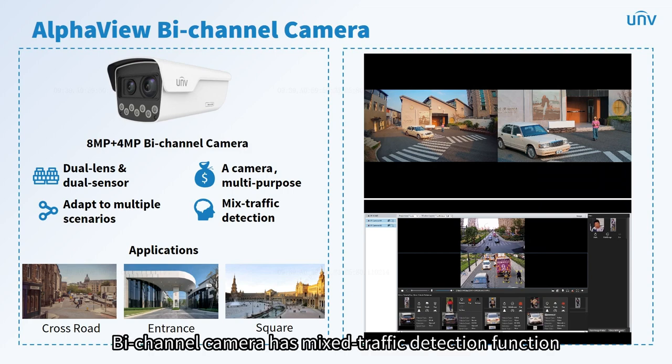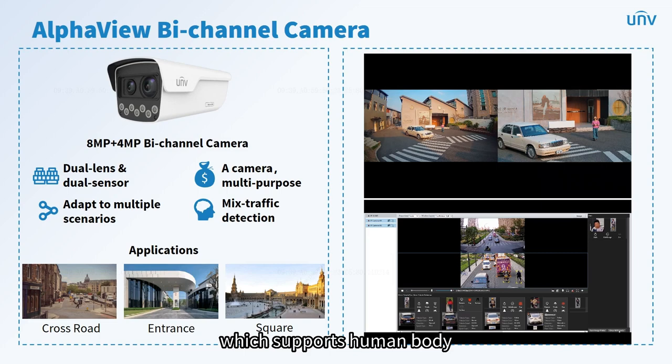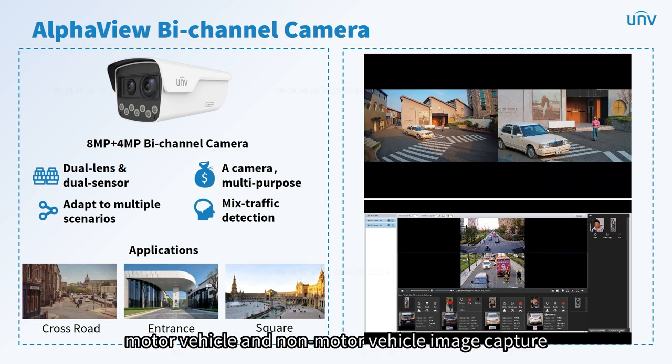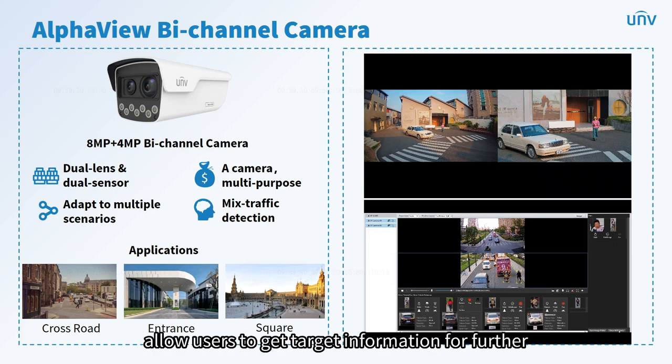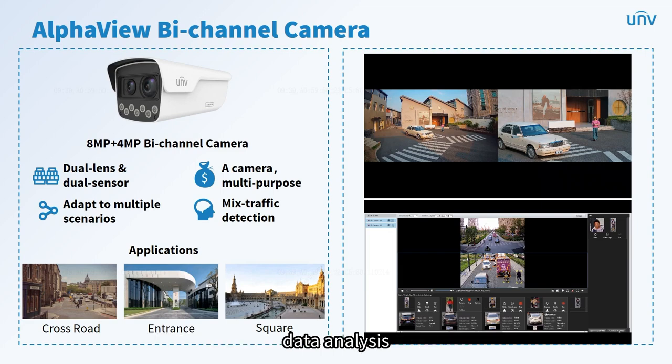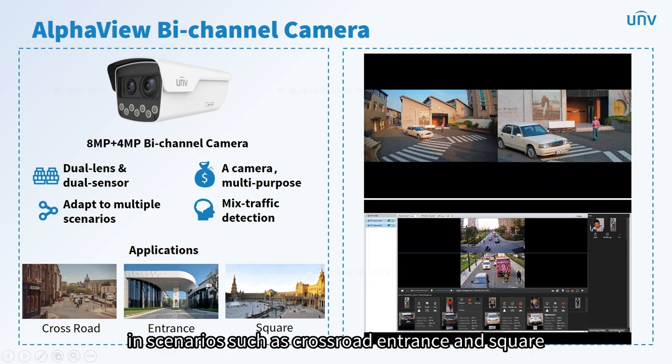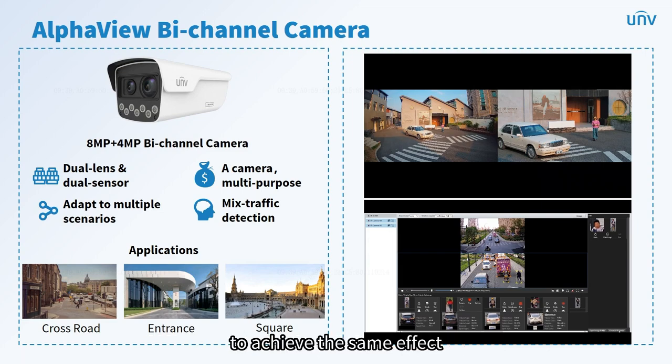The bi-channel camera has a mixed traffic detection function, which supports human body, motor vehicle, and non-motor vehicle image capture and attribute collection, realizing data visualization management and allowing users to get target information for further data analysis. In scenarios such as crossroads, entrances, and squares, one IPC can replace multiple IPCs to achieve the same effect.